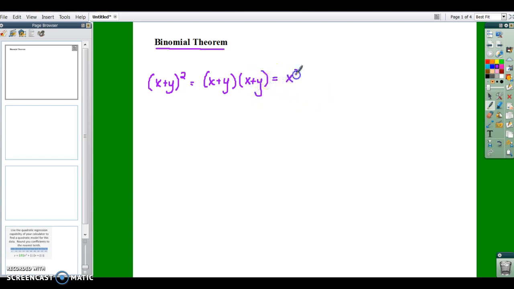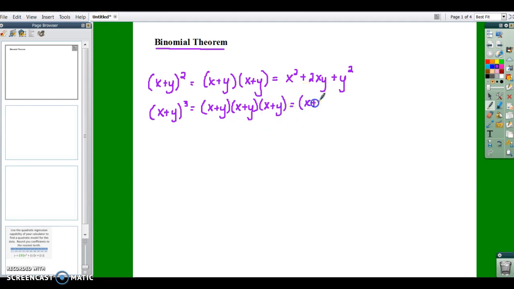right? And if I FOILed that out, I would get x squared plus 2xy plus y squared, right? And x plus y cubed would be x plus y times x plus y times x plus y. And you could also think of that as x plus y squared times x plus y, right? So I could take the x squared plus 2xy plus y squared and multiply it by x plus y and expand that out. And when I expand that, I would get x cubed plus 3x squared y plus 3xy squared plus y cubed, right? And I can keep doing that to multiple powers and keep expanding them out and doing it the long way. But there's also a shorter way to do it.